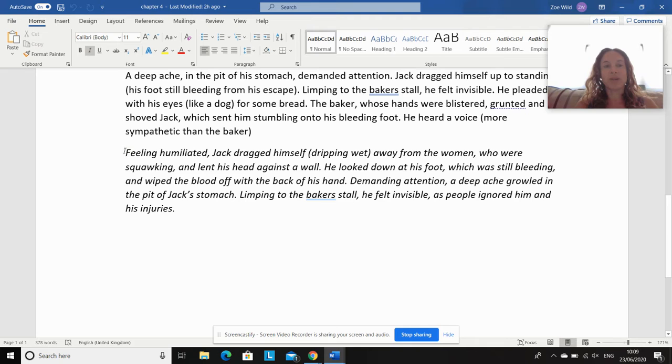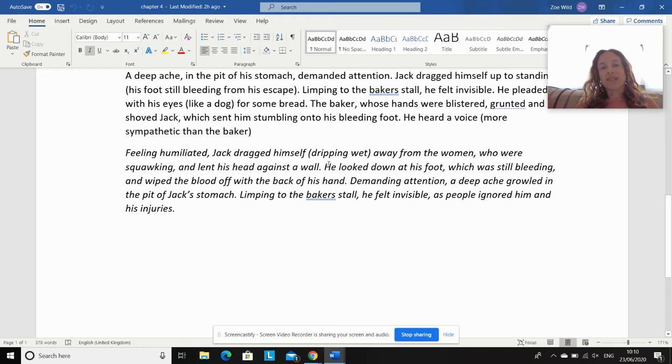smoothly. So I've written, feeling humiliated, because he's just had a bucket of water thrown on him and everyone's laughing, and he was asleep and suddenly he's been woken up with a bucket of water being thrown on him, probably by the person that owns the steps that he's sleeping underneath. So I've said feeling humiliated, just checking my spelling of that, humiliated, yep. Jack dragged himself, and I've got some parentheses, dripping wet, because it's important to mention that, I think, away from the women who were squawking, and leant his head against a wall.